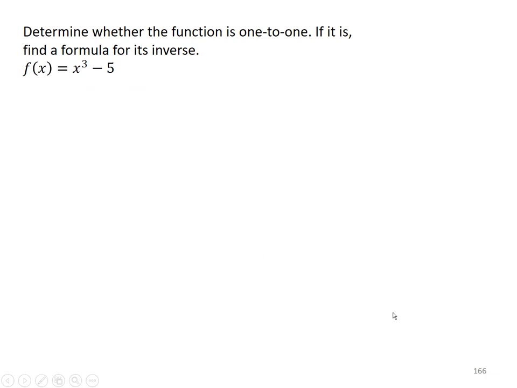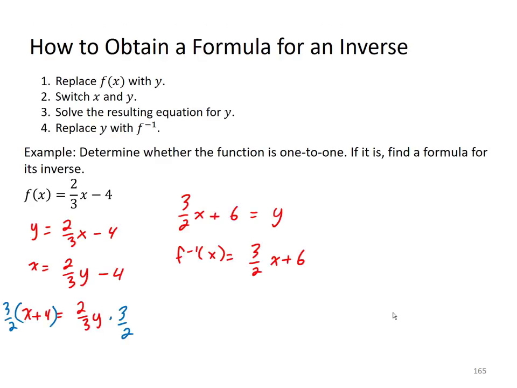My next example, my next slide, determine whether the function is one-to-one. If it is, find a formula for its inverse. And I need to go back, actually, that last example didn't necessarily determine that it is one-to-one. But that function, f of x equals 2/3 x minus 4, is a linear function with a positive slope, so it's always increasing going from left to right. So because it doesn't change direction, the horizontal line test would determine that it is one-to-one.